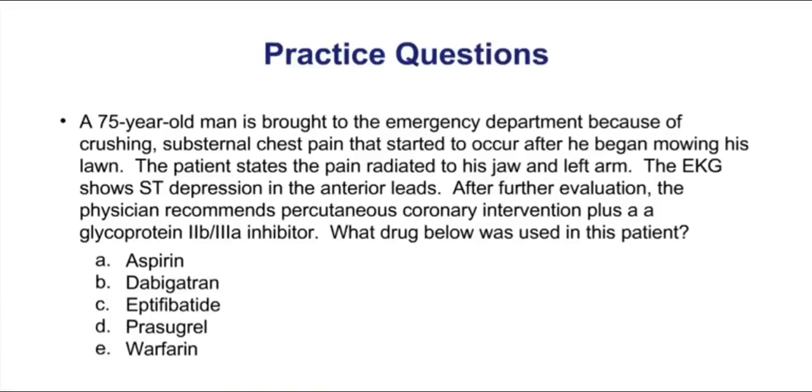Well, if it's a 2B3A inhibitor, those are drugs which block the receptors for fibrinogen. Perhaps you remembered the naming trick here: eptifibatide, the fibrinogen receptor blocker, is blocking those 2B3A receptors. Choice C is correct.